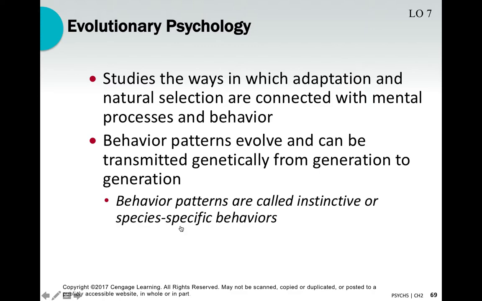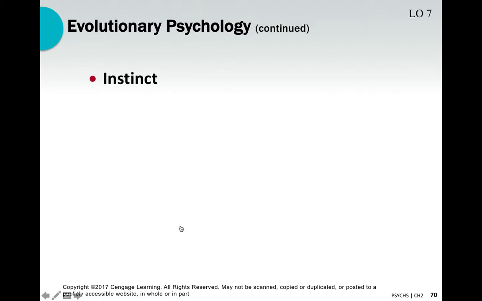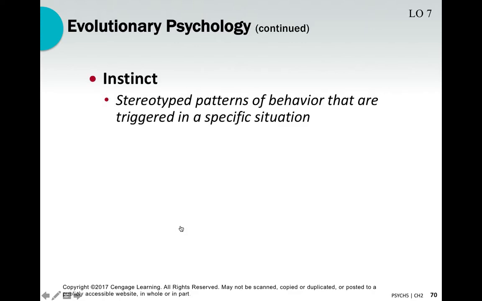So, a lot of the focus in evolutionary psychology is on instinctive behaviors or species-specific behaviors. Instincts are stereotyped patterns of behavior triggered by a specific situation, and they are typically specific to a certain species. Human beings, compared to other animals, don't have a lot of instinctual behavior, but we do have some.